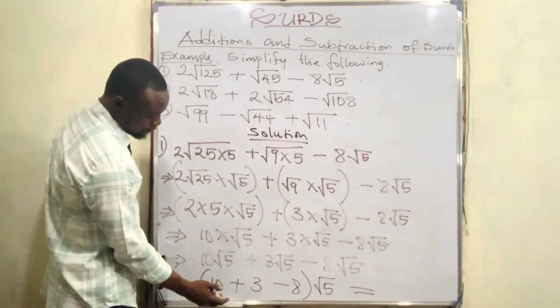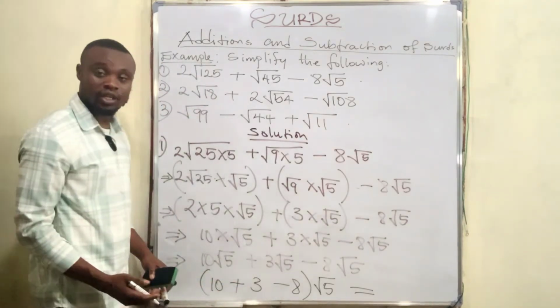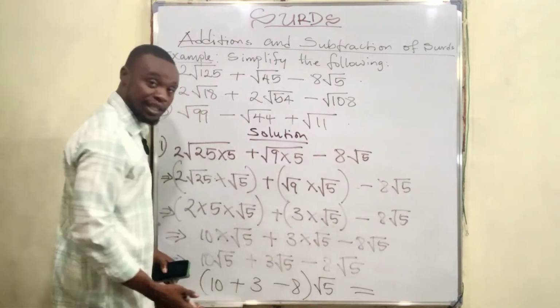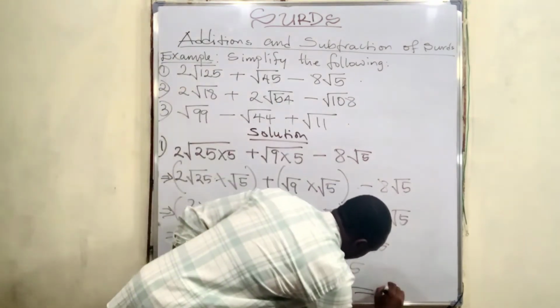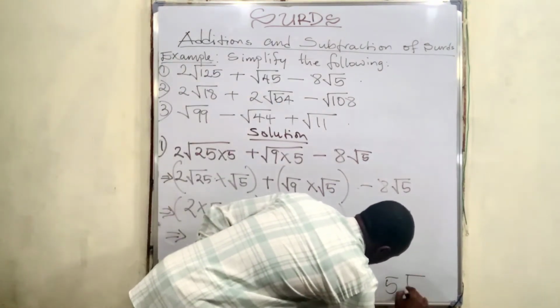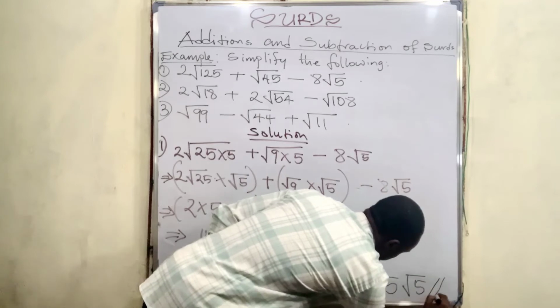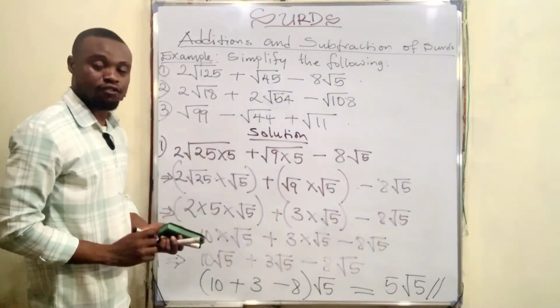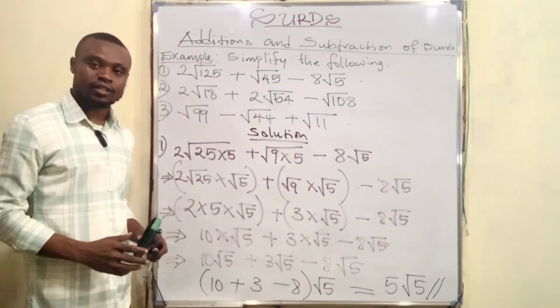So that 5 plus 3 gives us what? 13. 13 minus 8 is what? 5. So we have 5 root 5 as our final answer.